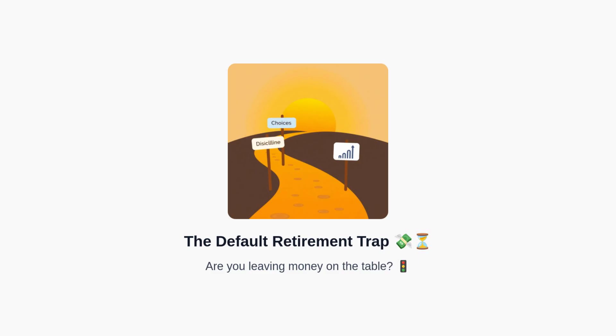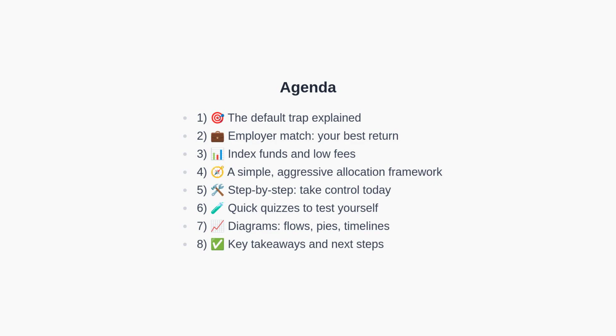Let's get started. Here is today's agenda. First, we explain the default target date fund trap. Next, we cover employer matching contributions. Then, we compare index funds to target date funds and discuss fees. After that, we present a simple asset allocation approach and a step-by-step checklist you can apply today. We will include quick quizzes and several diagrams to reinforce each idea. Finally, we summarize key takeaways and your next steps.